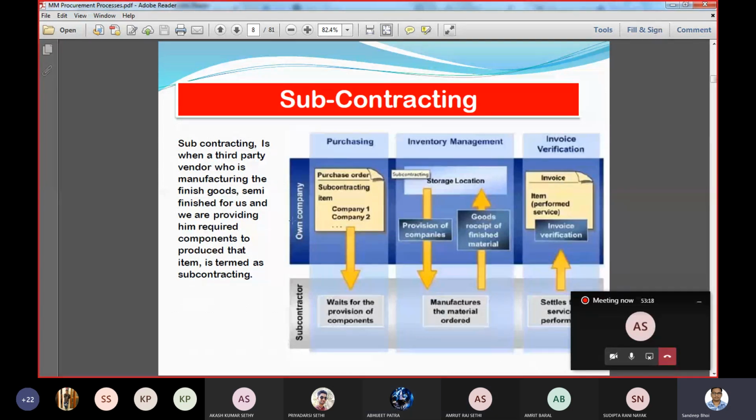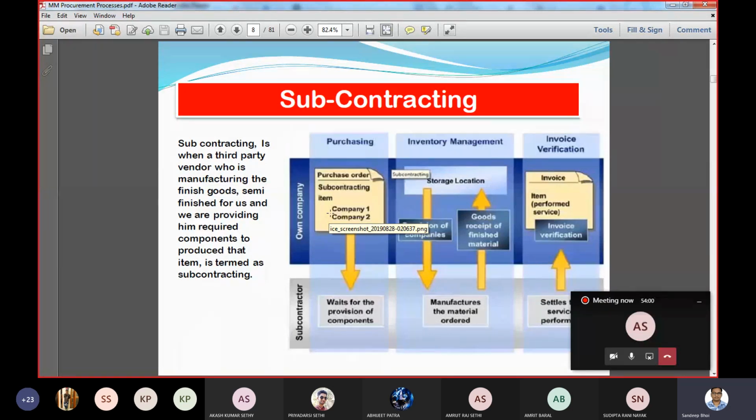Yes, sir. Suppose this is your company, and this company wants to get aircraft wings manufactured. For aircraft wings you need some components like nuts, bolts, composite materials and electric things. All these things will be required to manufacture the wings. Suppose your company does not have that much manpower or technology to produce it.